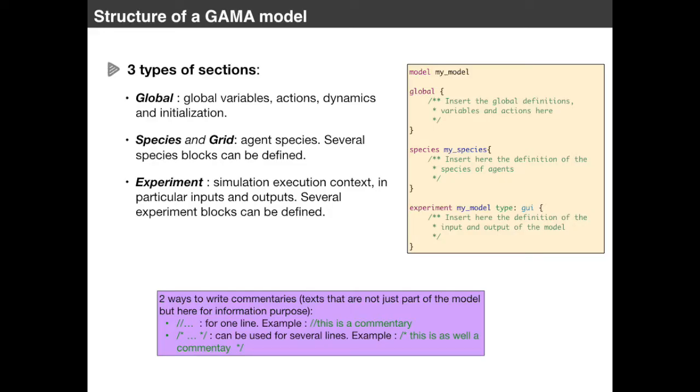A GAMA model is composed of three main types of sections: the global section that represents all the global features of the model, the species and grid sections that represent the different types of agents, and the experiment section that represents the context of execution of the simulation.